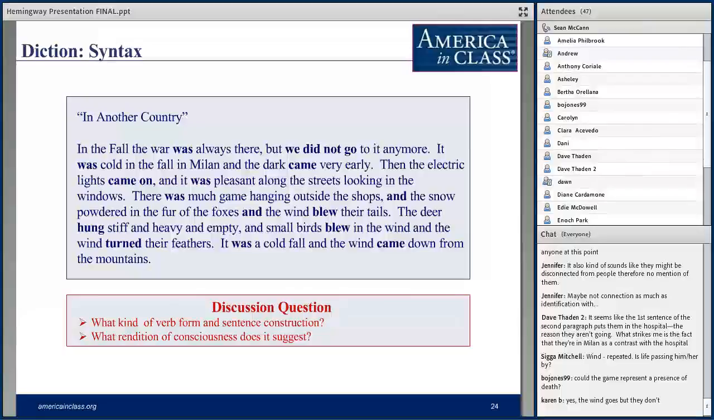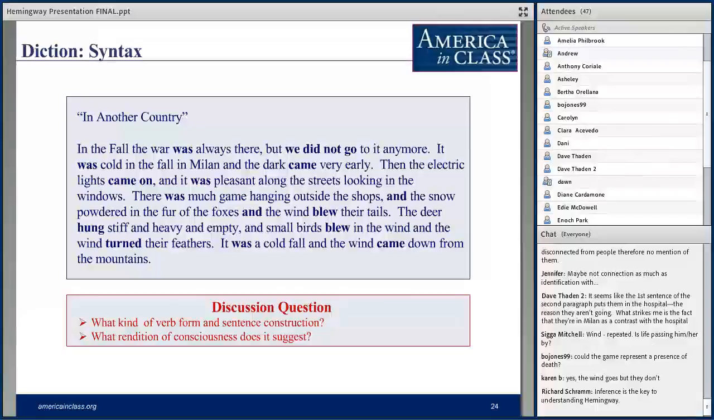In fact, all of early Hemingway's fiction is overflowing with to be verbs. And then other kinds of generic, very simple verbs. So here, was, go, came, was. To the extent we get more distinctive predication in this paragraph, it is verbs that you might even think of as being not too far away from to be verbs. Blue, came, turned, hung. None of these things are actually quite in the passive voice, but they feel like the passive voice because, of course, they all emphasize the agency of larger forces on vulnerable or weak creatures. The wind blows the tails of the dead animals. The wind comes down. The wind turns the feathers of the birds. The birds are blown, etc.